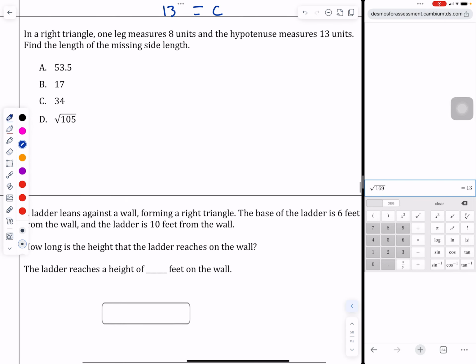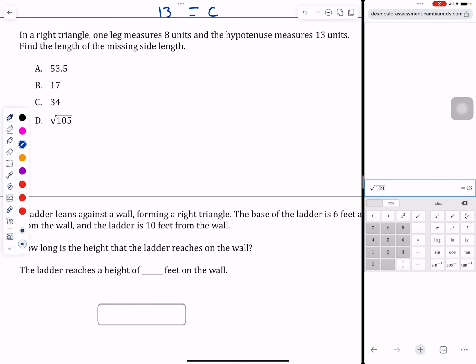Let's move on to this one. In a right triangle, one leg measured 8 units and the hypotenuse measured 13 units. Find the length of the missing side. I always like to start with my formula. A squared plus B squared is equal to C squared. C is the longest side, the hypotenuse. 13 to the second power. 8 to the second power. And I'm looking for A.